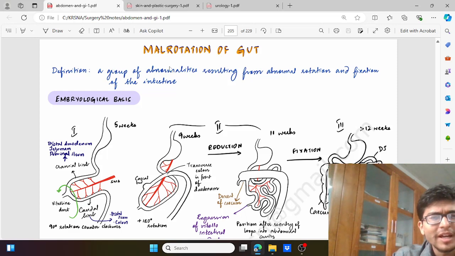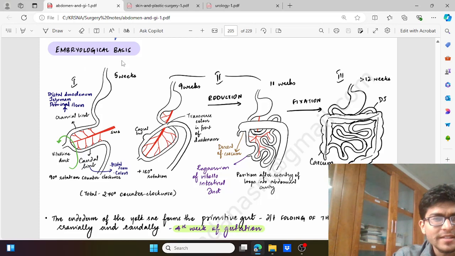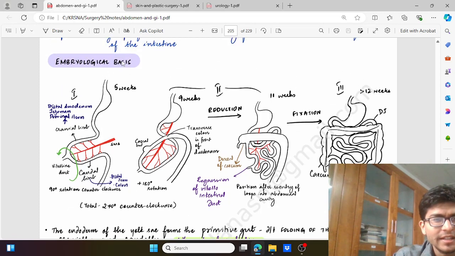So, definition of malrotation of gut. It's a group of abnormalities due to abnormal rotation and fixation of the intestine. And the embryological basics: initially the abdominal contents, that is the intestine, come out of the umbilicus and start rotating in the counterclockwise direction.